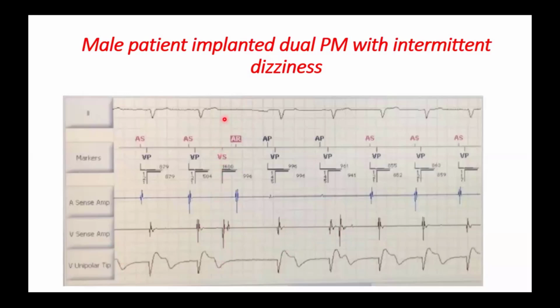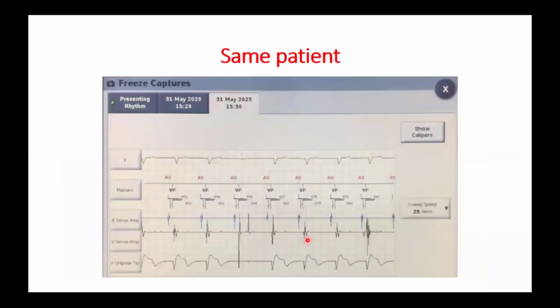Here it's V sensing, no depolarization. And this also is a lead problem. Here also, this is the same patient with intermittent loss of ventricular capture, and the artifact is still present.